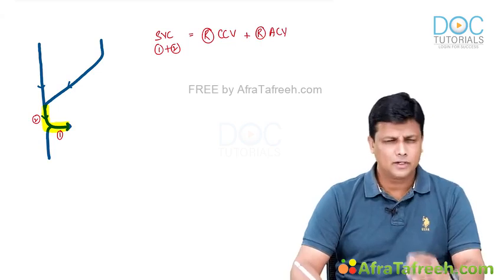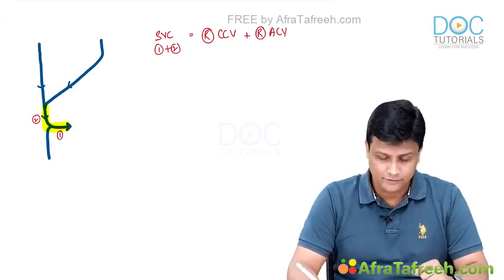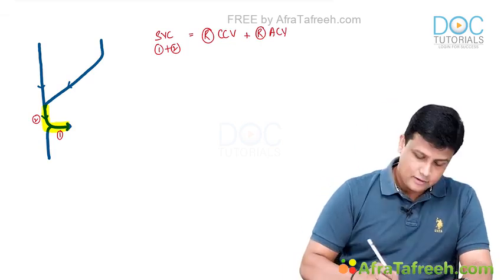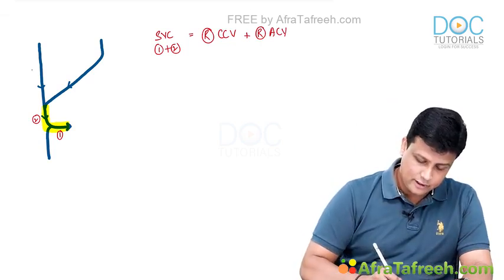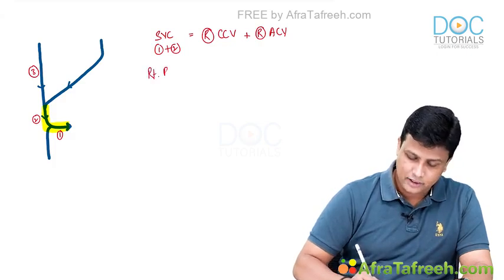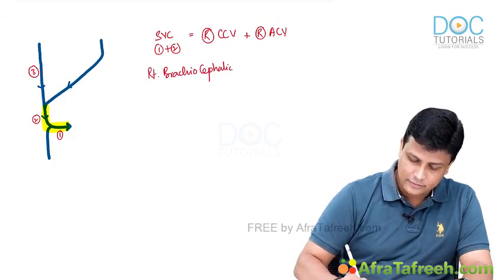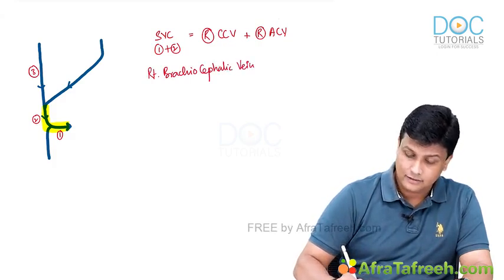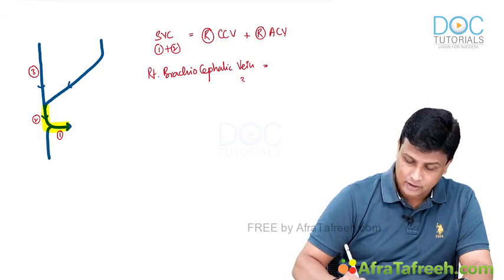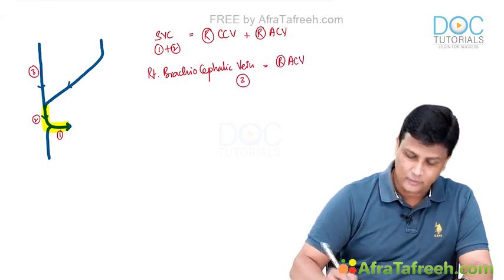I'm not concerned with the entire part or the cranial part or caudal part. At least if you remember that, more than enough. Right anterior cardinal vein. Then give this as number 3 over here. And what will be this number 3? It is the right brachiocephalic vein, and that is formed by only number 3, which is again your right anterior cardinal vein.